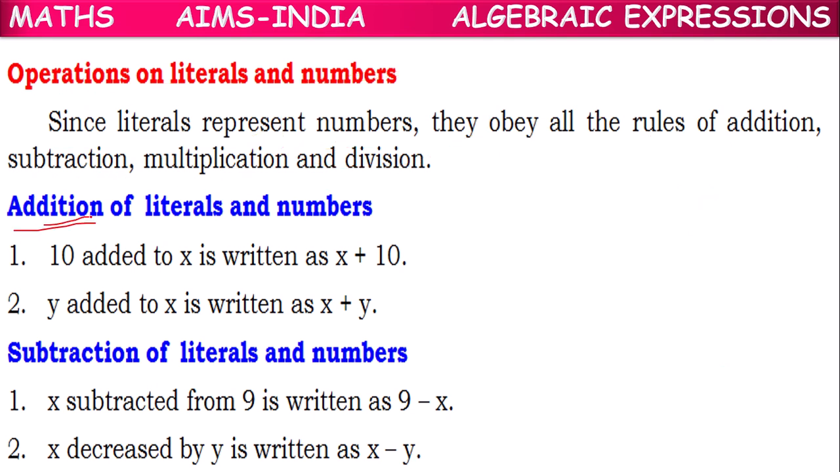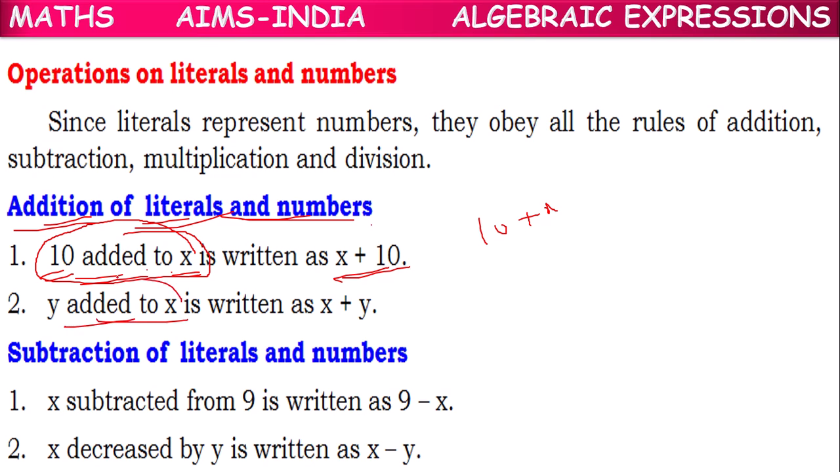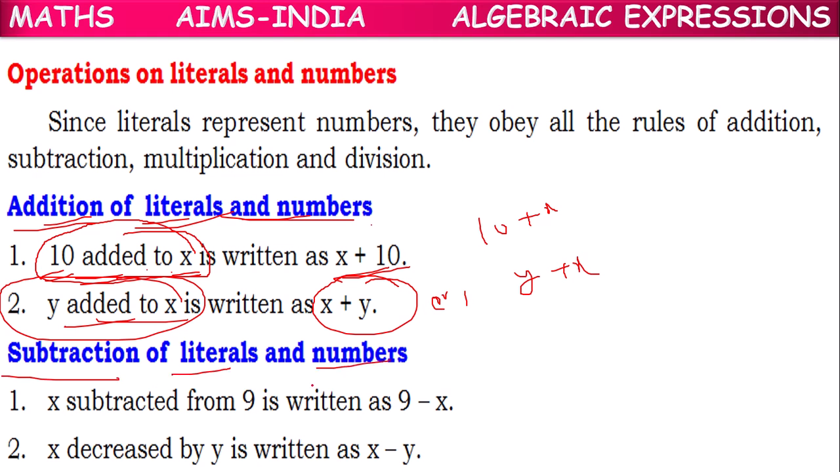Here, addition of literals and numbers. 10 added to x. This is a mathematical sentence. 10 added to x can be written as x plus 10 or 10 plus x. y added to x is written as x plus y, or it can also be written as y plus x.